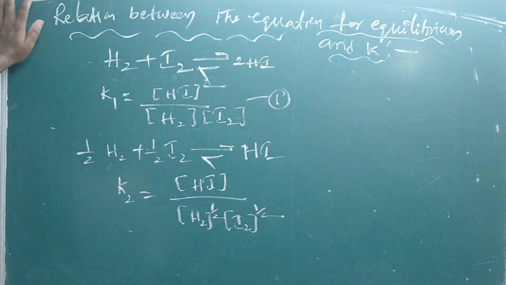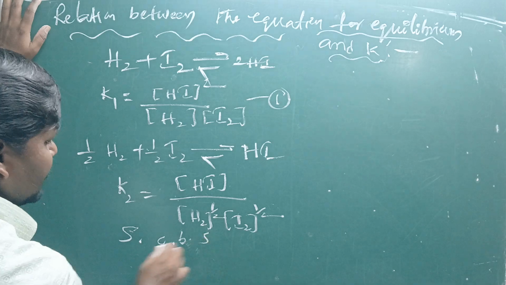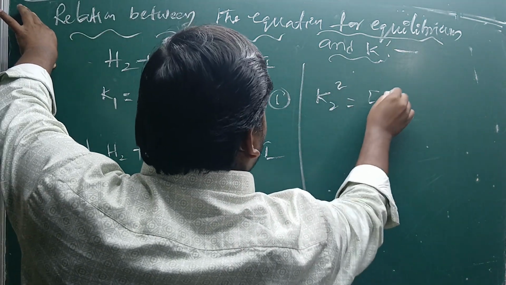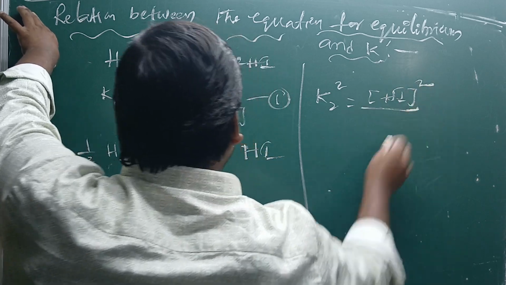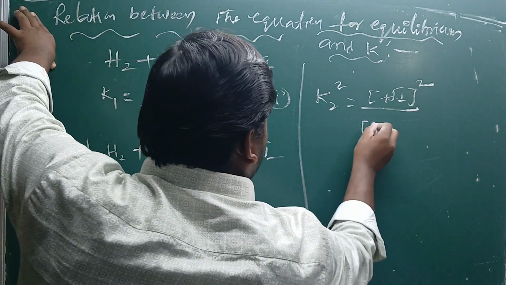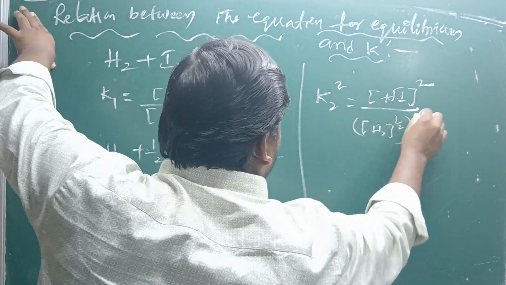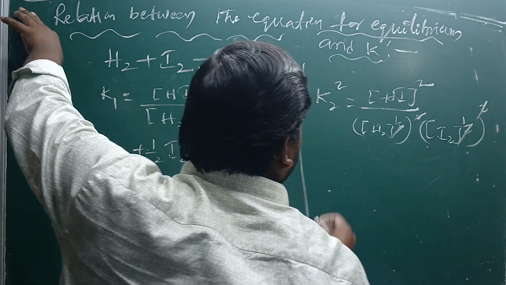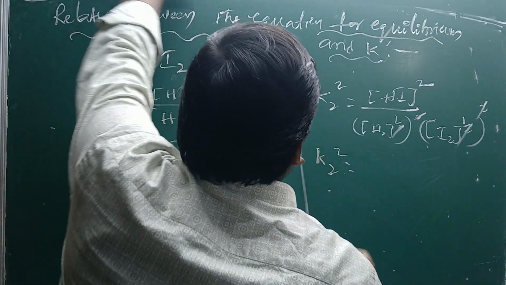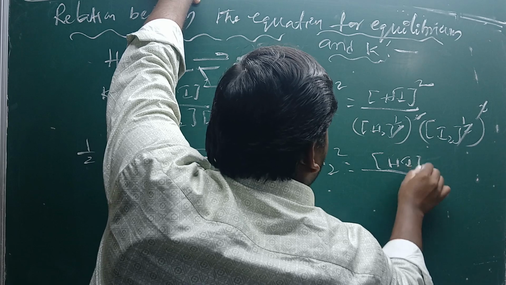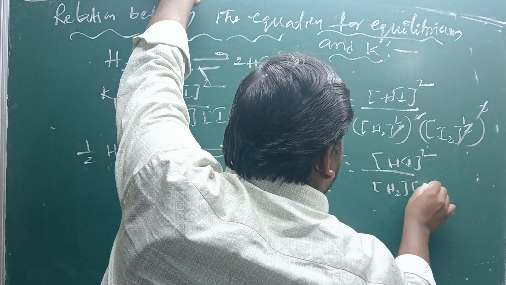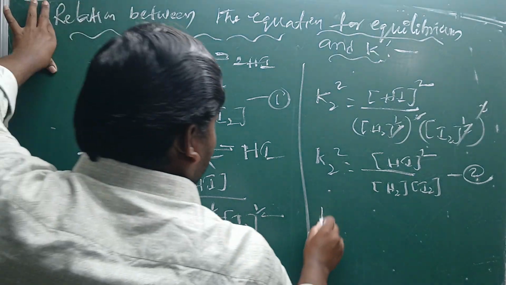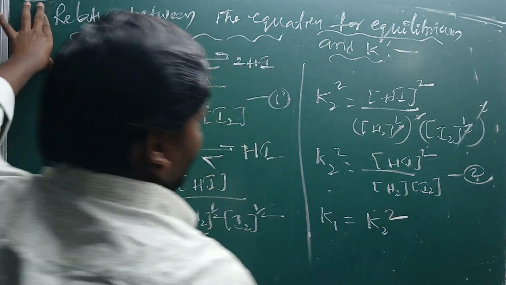1 by 2. Now squaring on both sides. K2 square is equal to concentration of HI whole square by concentration of H2 power 1 by 2 whole square, concentration of I2 power 1 by 2 whole square. These get cancelled. K2 square is equal to concentration of HI whole square by concentration of H2 into concentration of I2. This is equation 1. You can observe these two: K1 is equal to K2 square only.